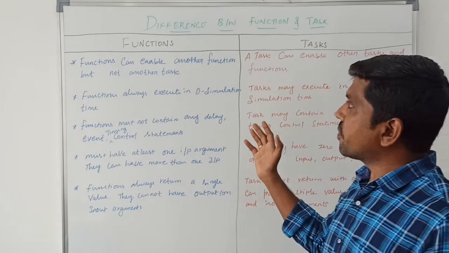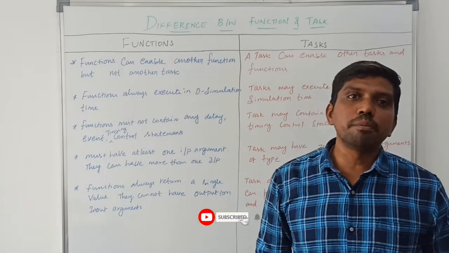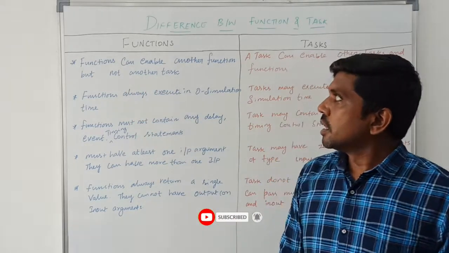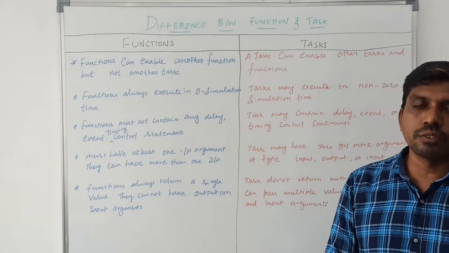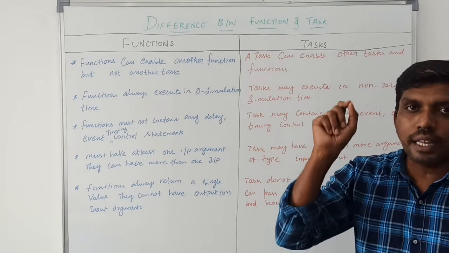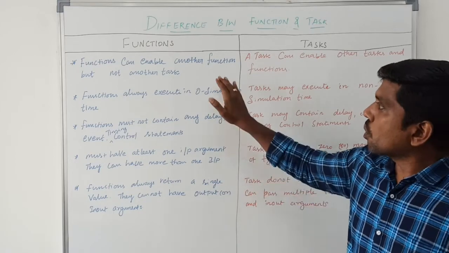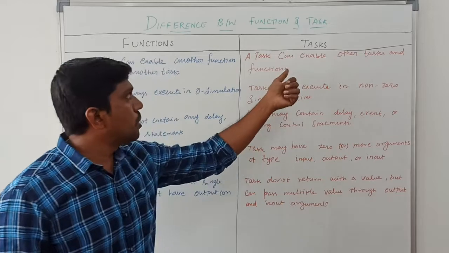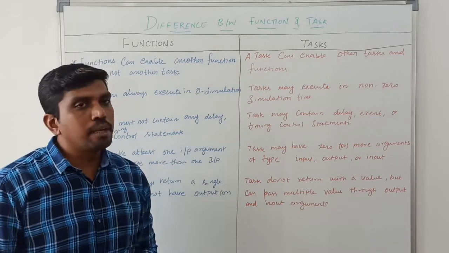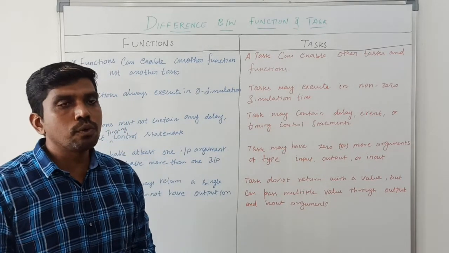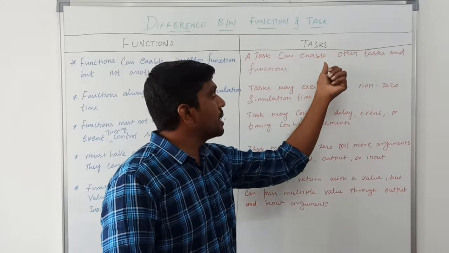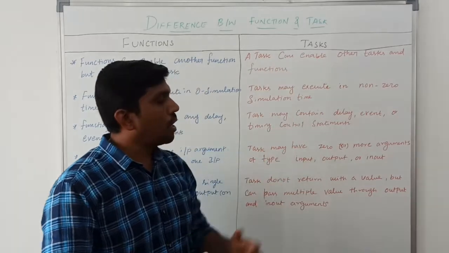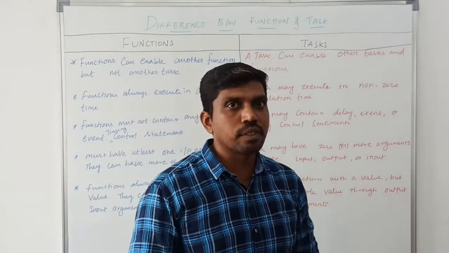The first difference is that a function can enable another function but not another task. It only focuses on functions. A function can execute only another function; it doesn't concentrate on another task. Now we move on to task. A task can enable another task and also a function. So a task is able to enable another task and also other functions. So that's the first difference.